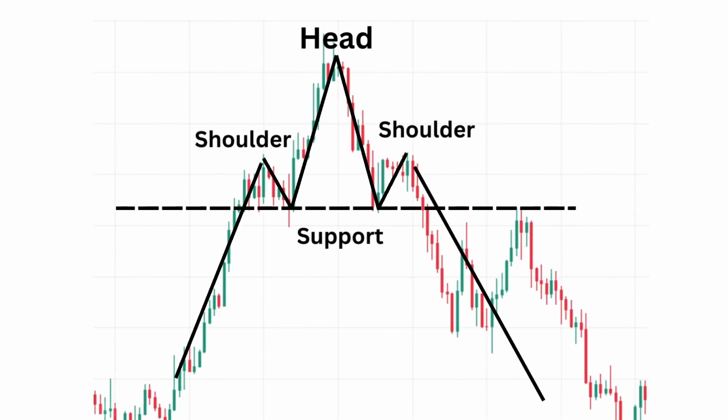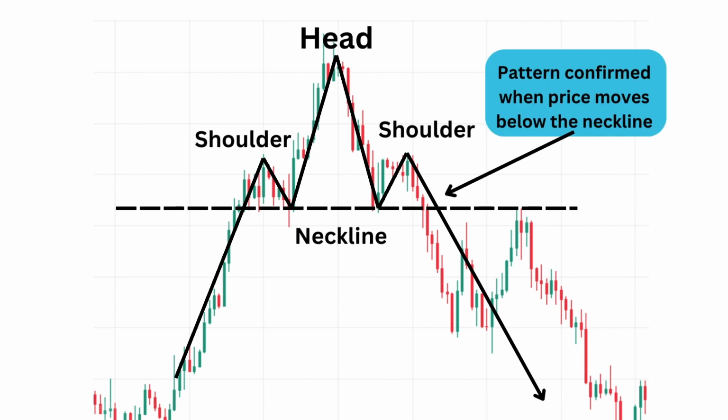Here is an upright head and shoulders, and here you can see the first shoulder stops at a level of support. You then have the head, which rises above the first shoulder, and then a retracement back to the level of the previous pullback. Then the development of the next shoulder. And then the pattern continues downwards. The head and shoulders is confirmed when the pattern passes the neckline over here.